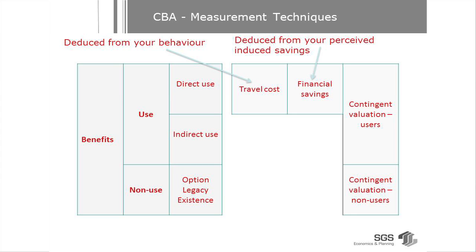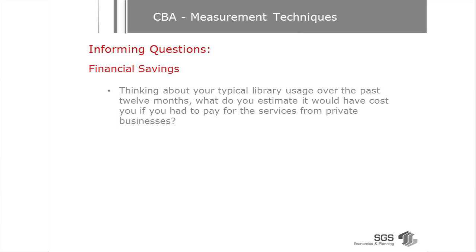The second method we used was the financial savings. This is a pretty easy one to understand. Use of that library service saves us money. If we had to procure that service from the private market, it would cost us. So this was a method to try and work out how much was saved. And simply we asked the question in the case study surveys, thinking about your typical library usage over the past 12 months, what do you estimate it would have cost you if you had to pay for the services from a private business?